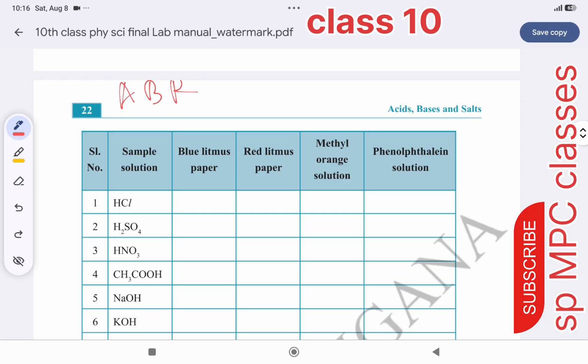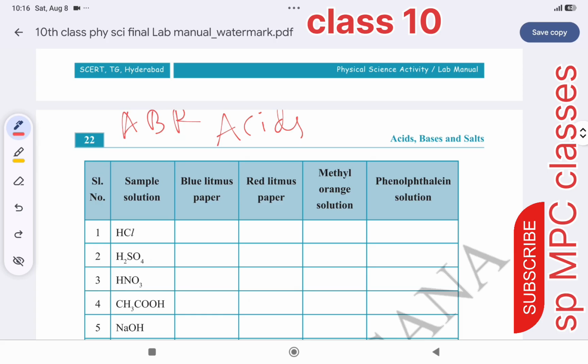It means Ambedkar. So you remember A means acids, B means blue litmus paper, and R means red. So we can write: acids convert blue litmus paper to red. Ambedkar.